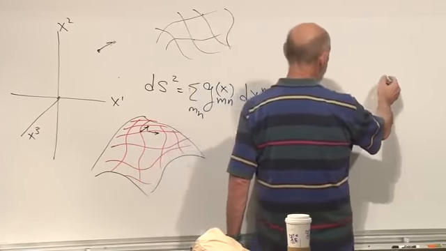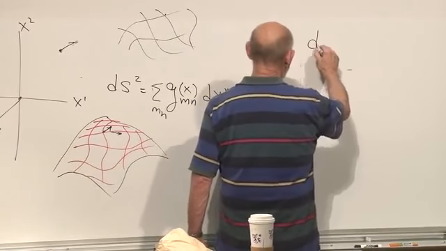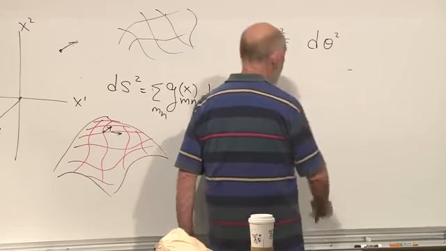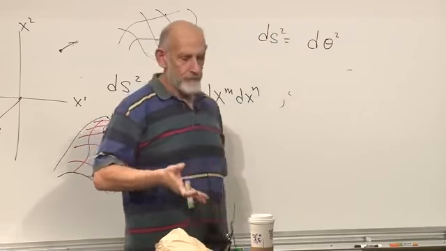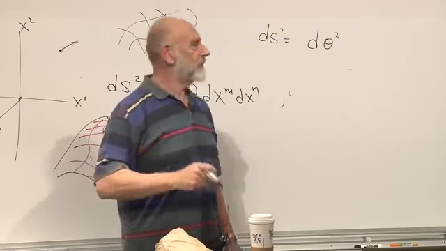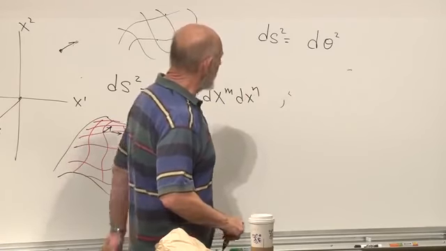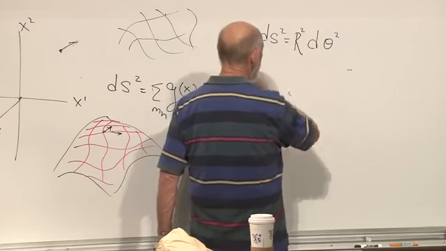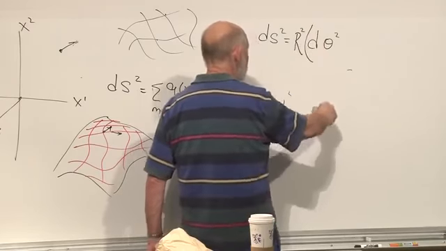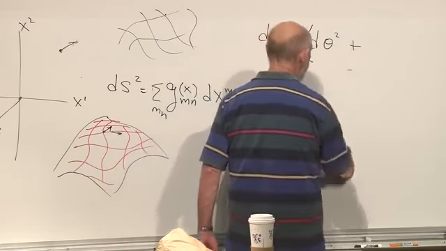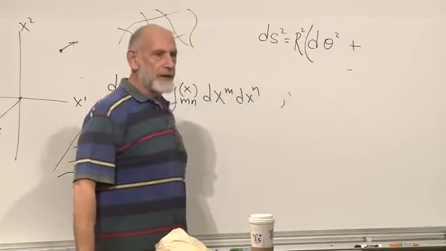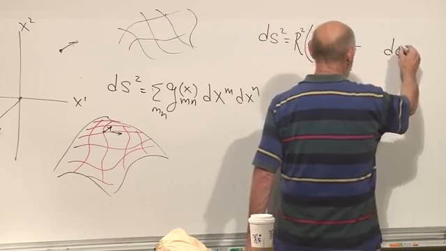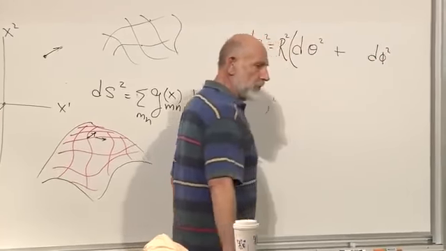Okay, so theta, which one is which? Latitude. Theta is latitude. It's the square of the radius of the Earth, d theta squared, and then what's the other one, remember? Well, it's a d phi squared. But it can't just be d phi squared.